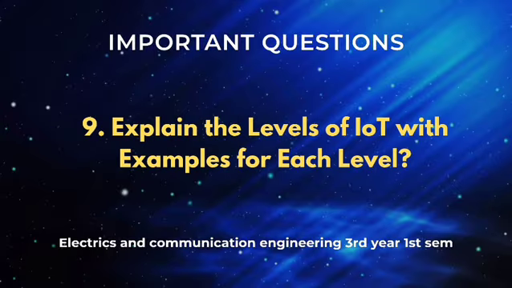Ninth question is explain the levels of IoT with examples for each level. So there are 6 levels. For each level there is an example and also there is a diagram for this. The diagram should be drawn in a neat way and for each level an example must be mentioned.